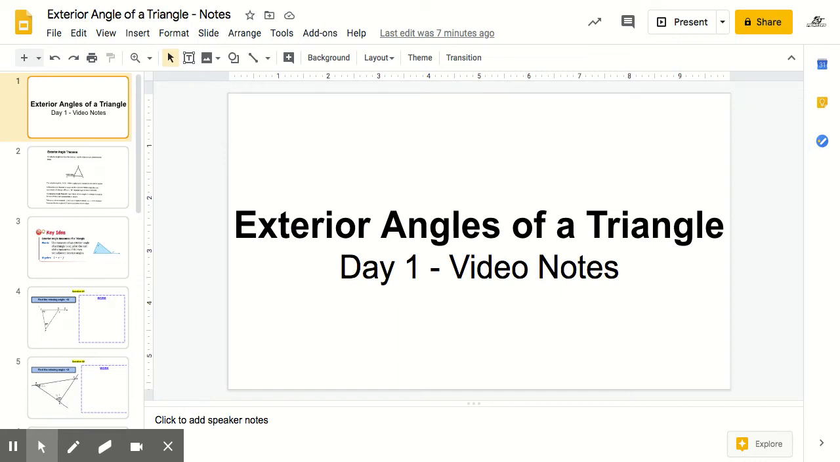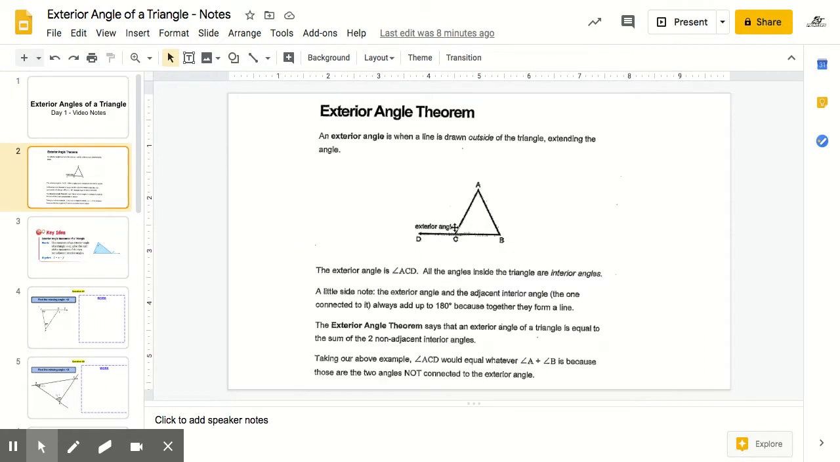Hey everyone, today we're going to be learning about exterior angles of a triangle. So we started this unit by learning about the interior angles of a triangle, which were the angles that were inside the triangle. Exterior angles are the angles outside of the triangle, and we form these exterior angles by extending the lines of a triangle, as shown in this diagram here.